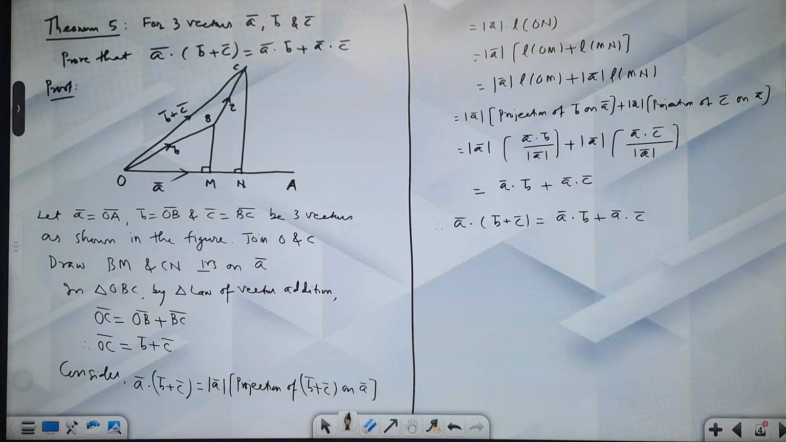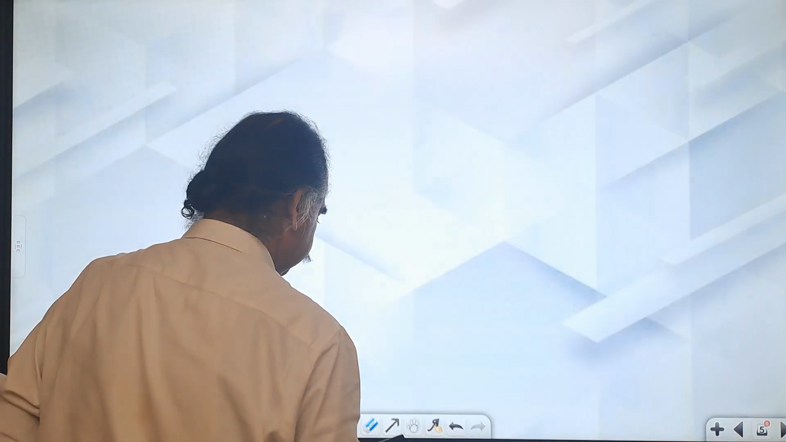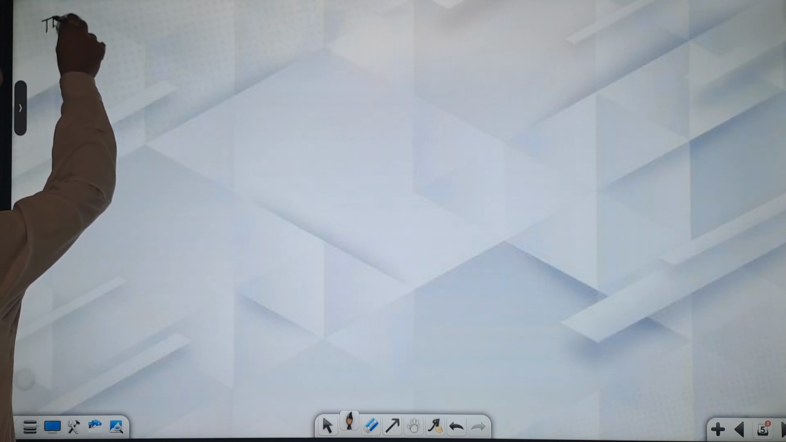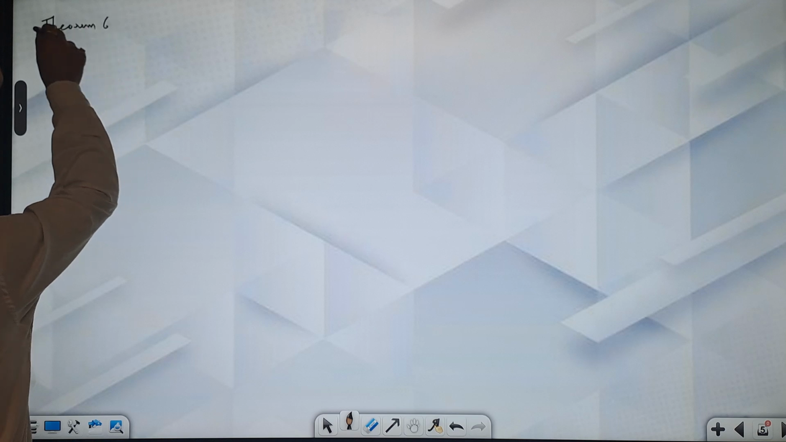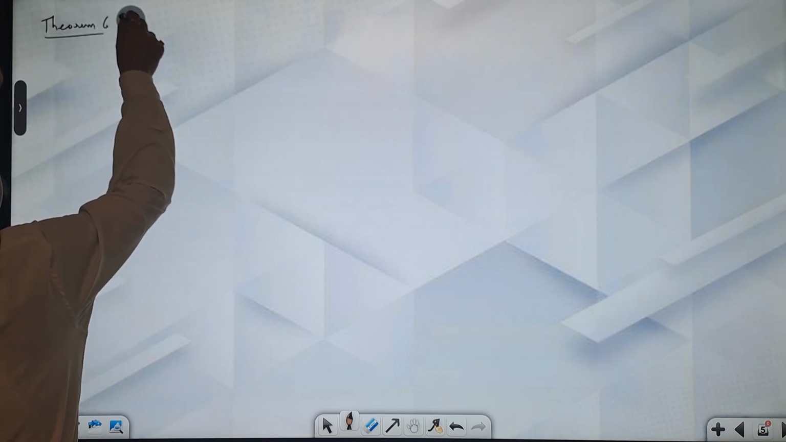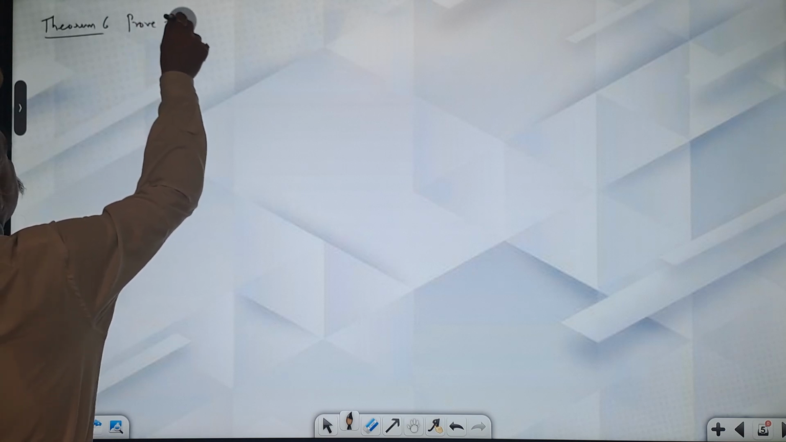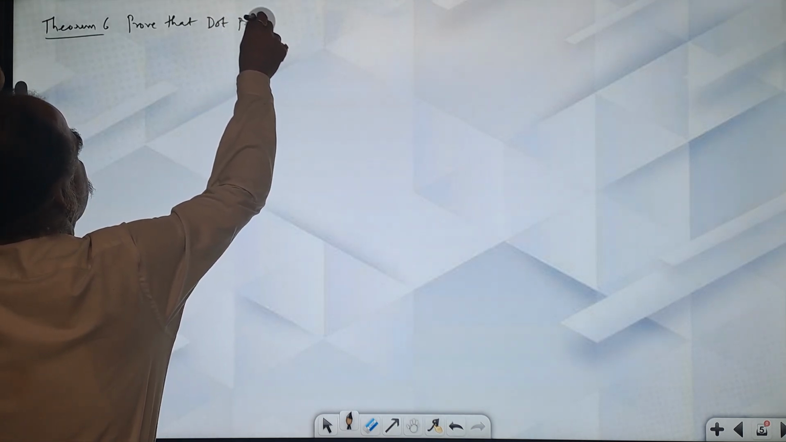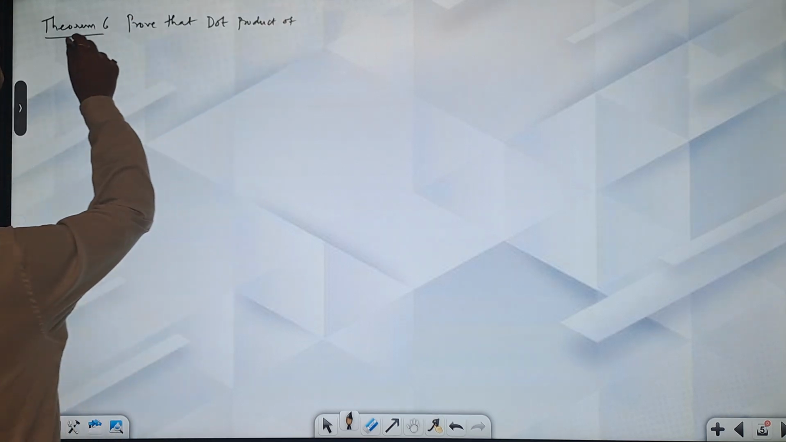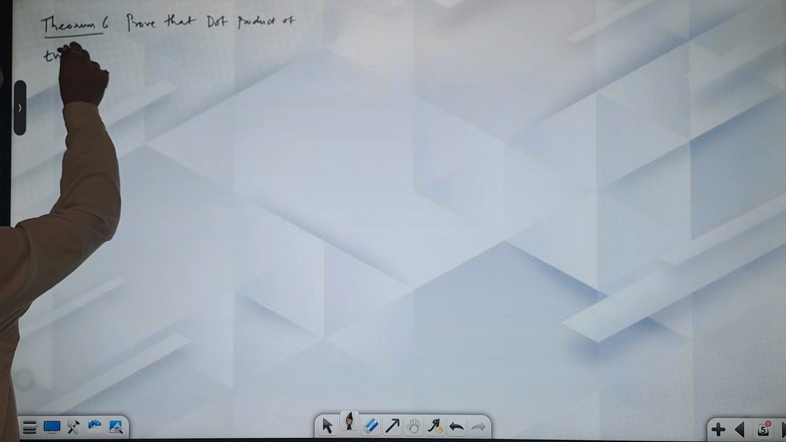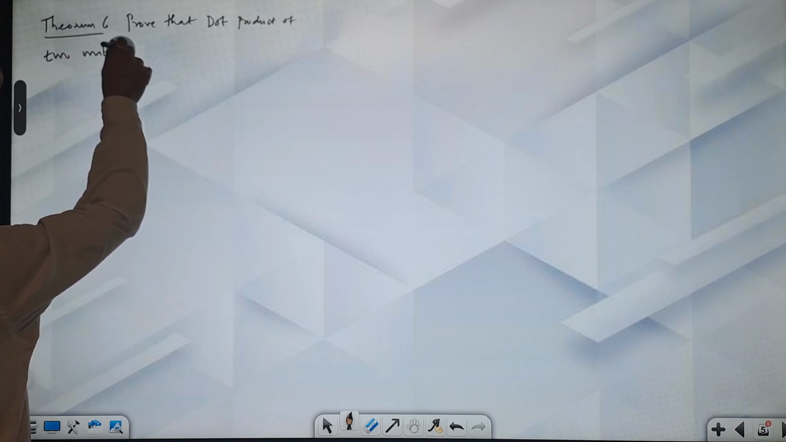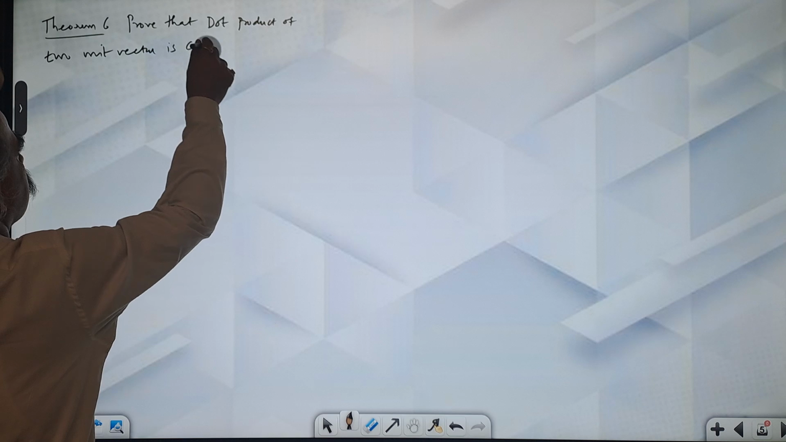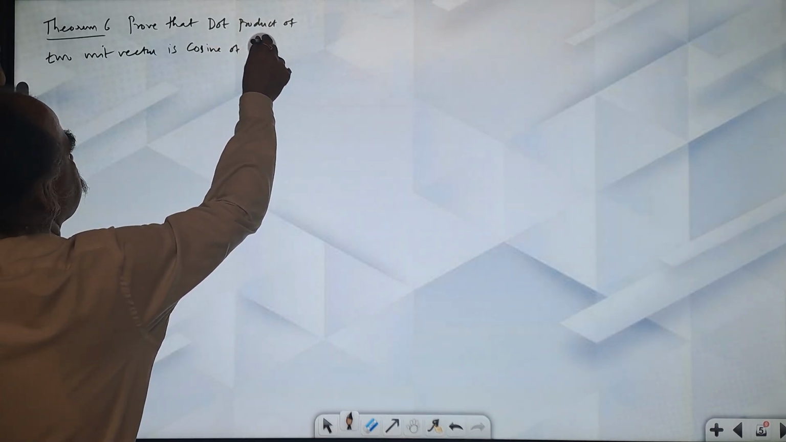The next theorem is what? Theorem 6. Prove that the dot product of two unit vectors is the cosine of the angle between them.